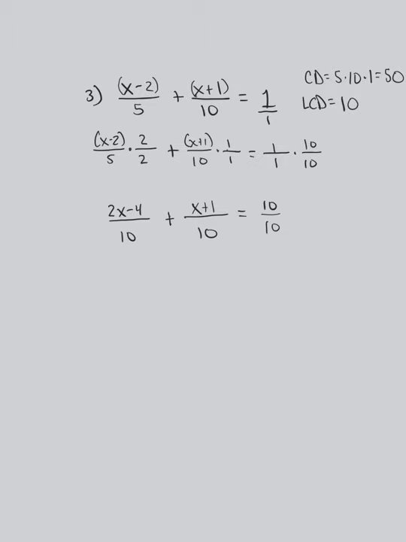Okay, what's key about this? Notice that all our denominators are the same now, and so I can simply cross them out. Okay, and so what do I have left now? 2x minus 4 plus x plus 1 is equal to 10.